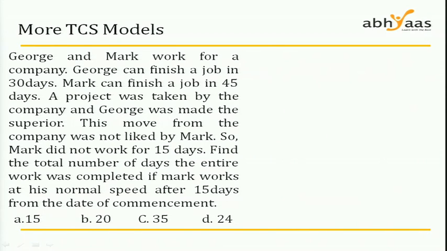Again a time and work problem. George and Mark work for a company. George can finish a job in 30 days. Mark can finish it in 45 days. A project was taken by the company and George was made the superior. This move was not liked by Mark. So Mark did not work for 15 days. Find the total number of days the entire work was completed if Mark works at his normal speed after 15 days from the date of commencement.